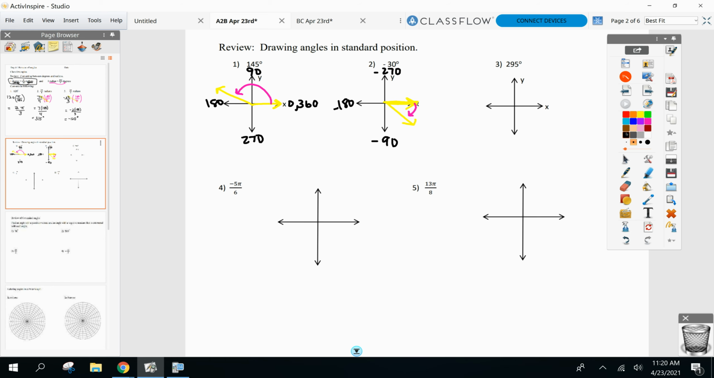All right, 295 now, positive 295. Go ahead, graph that.